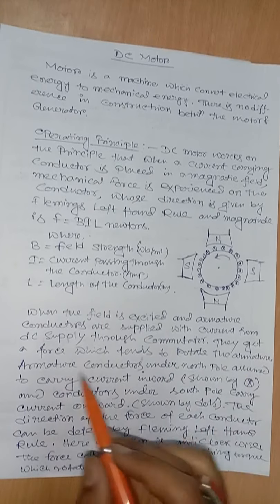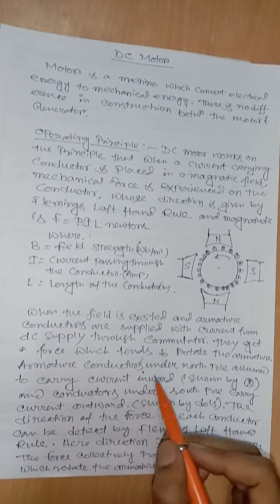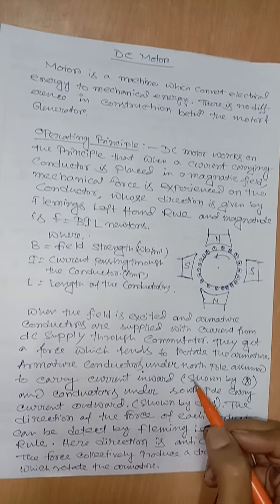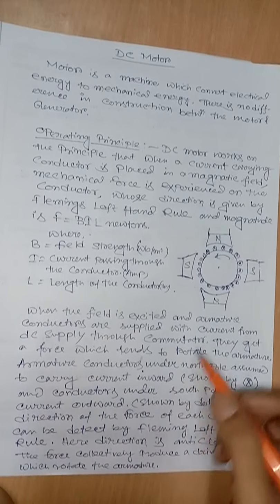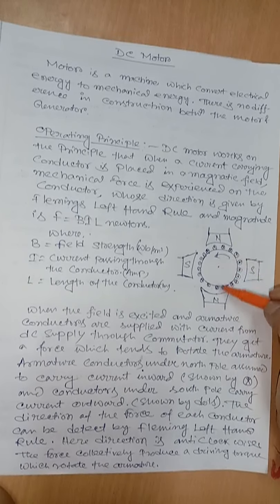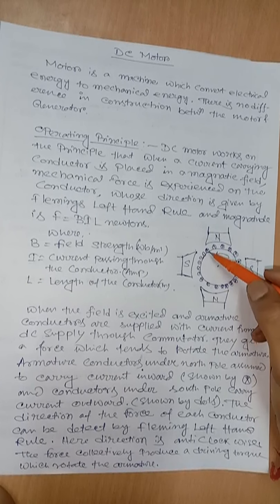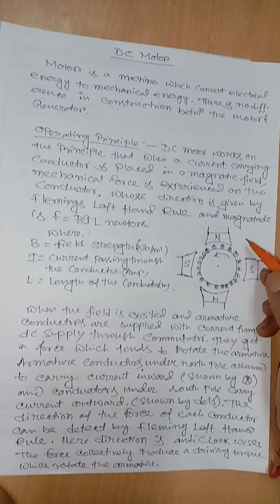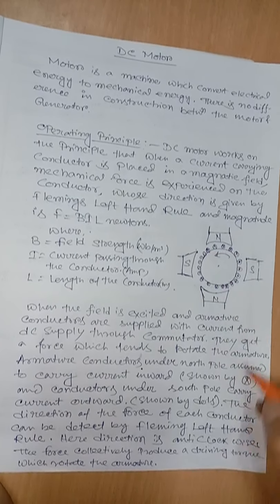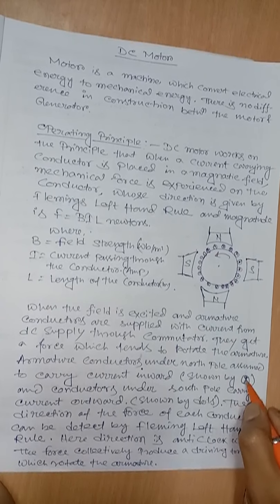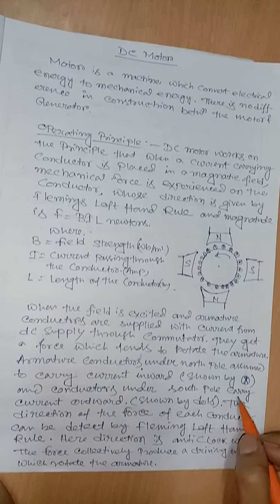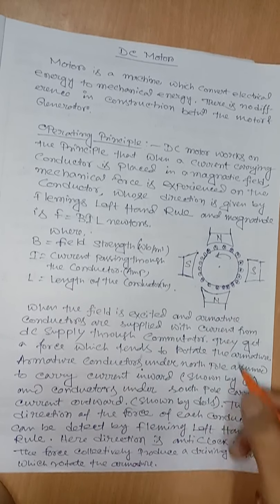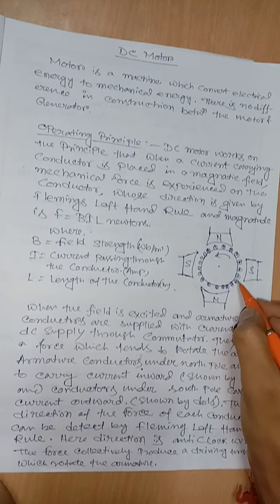As you can see, they get a force which tends to rotate the armature. Conductors under the north pole are assumed to carry current inward, and it is represented by a cross, as we can see. And conductors under the south pole carry current outward, as shown by dots. Here we can see that these are the dots.